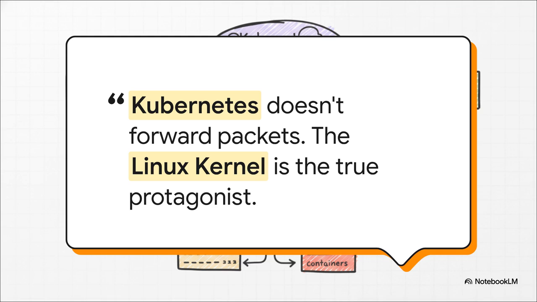Which brings us to our final big takeaway for today. Kubernetes doesn't actually forward packets. The Linux kernel is the true protagonist of this whole story. Kubernetes is essentially just a very, very complicated control plane that tells Linux what its intent is. So next time you are pulling your hair out troubleshooting strange cluster traffic or a randomly dropped connection, ask yourself, are you actually debugging Kubernetes, or are you really just debugging the Linux kernel?